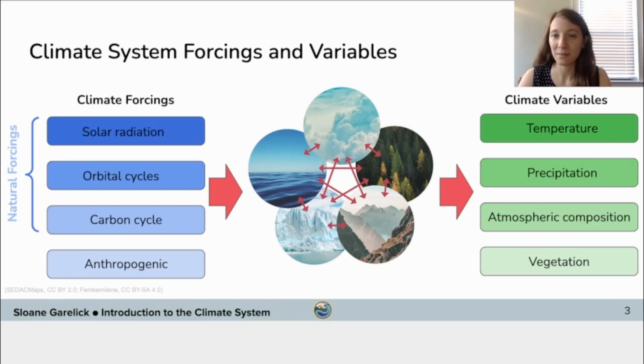Some types of climate data that we can look at to assess changes in the climate system include temperature, precipitation, atmospheric composition, and changes in vegetation. On long timescales throughout Earth's history, there have been long-term changes in Earth's climate in response to variations in natural climate forcings, such as orbital forcings and the long-term carbon cycle. However, today, changes in the climate system are occurring at a much faster rate than the past in response to anthropogenic causes in greenhouse gas emissions.